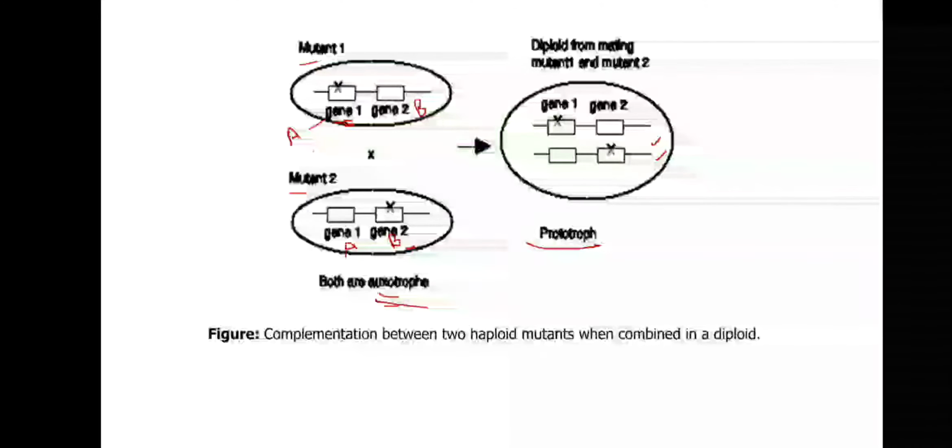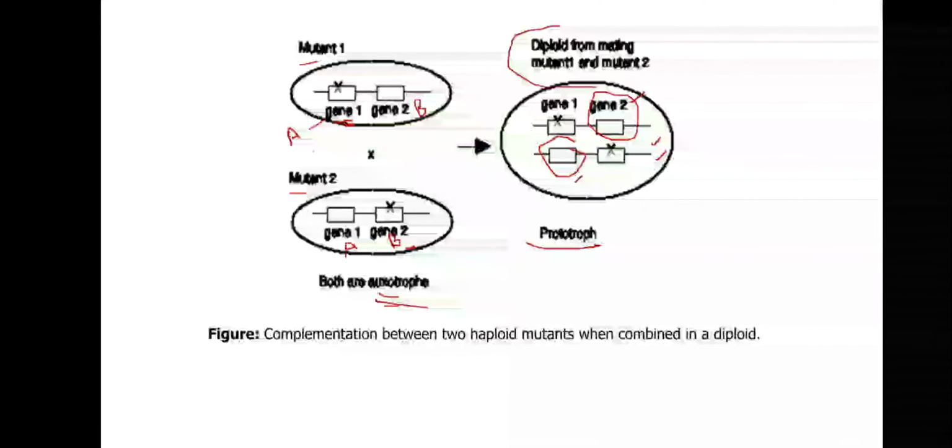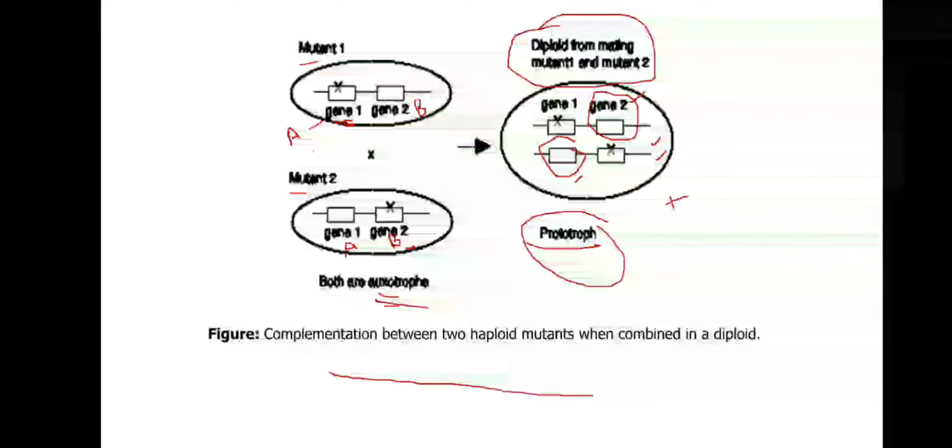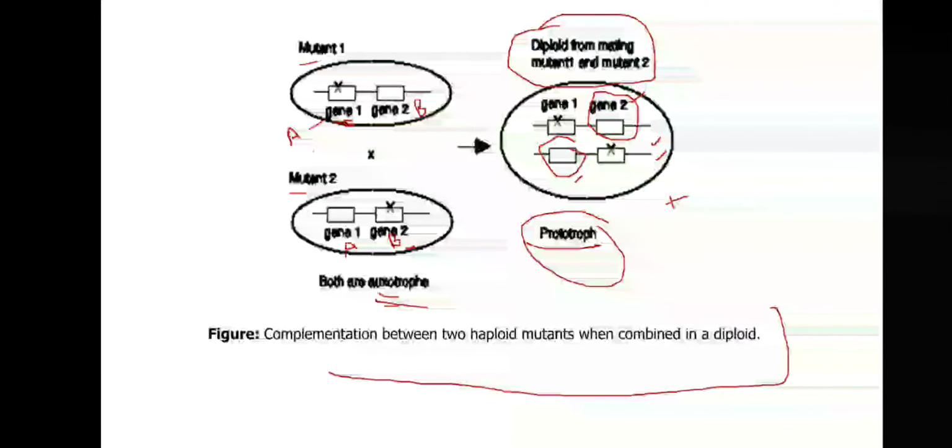But in the diploid state, a fungus in a diploid state, we have the two chromosomes here. Now they are in diploid state, so gene 1 functionality can be gained from the mutant 2 chromosome, and gene 2 functionality can be gained from the chromosome from mutant 1. So the diploid from mating mutant 1 and mutant 2 is giving a prototrophic state, that is a plus state. So this is complementation between two haploid mutants when combined in a diploid state.